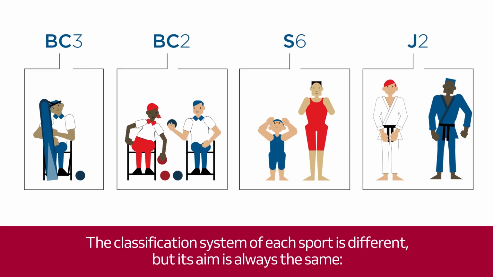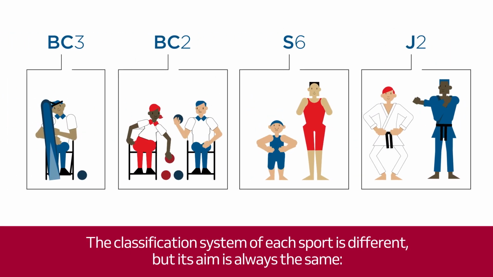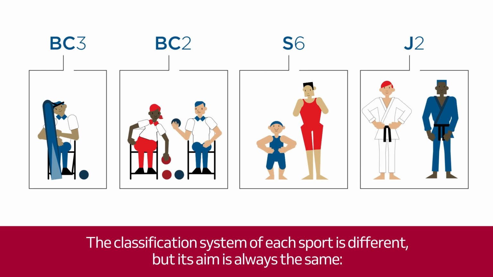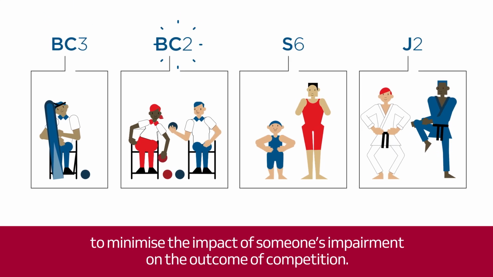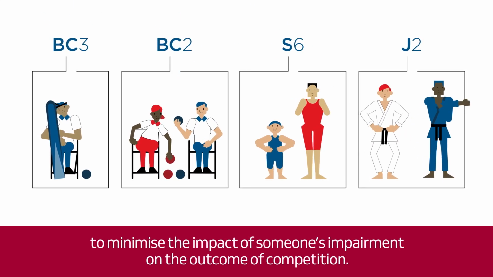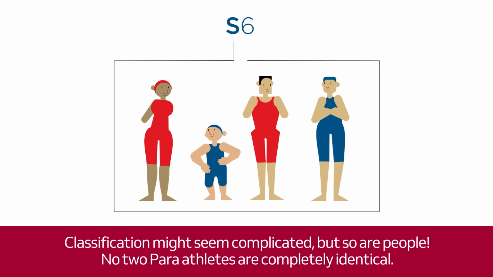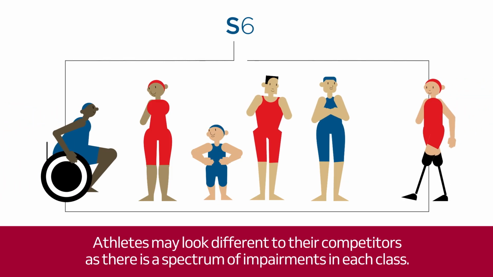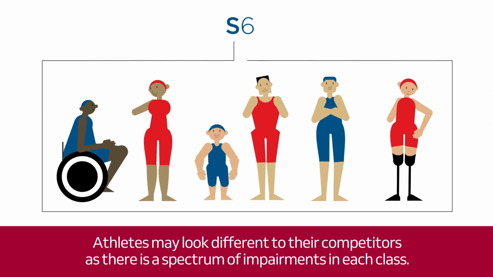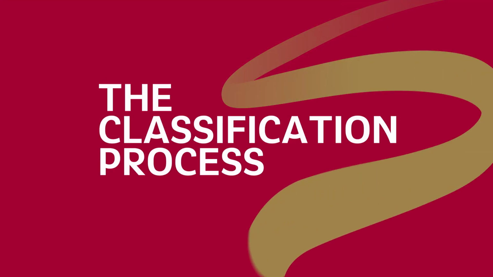The classification system of each sport is different, but its aim is always the same: to minimize the impact of someone's impairment on the outcome of competition. Classification might seem complicated, but so are people. No two para-athletes are completely identical. Athletes may look different to their competitors, as there is a spectrum of impairments in each class.